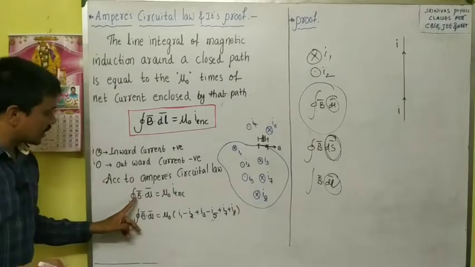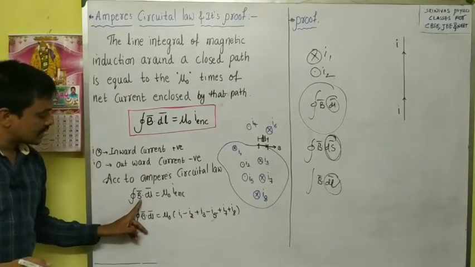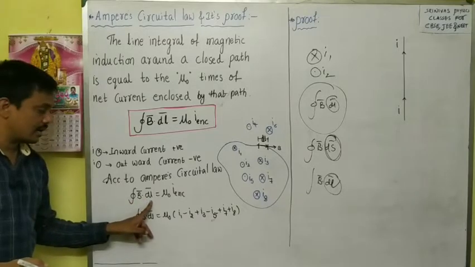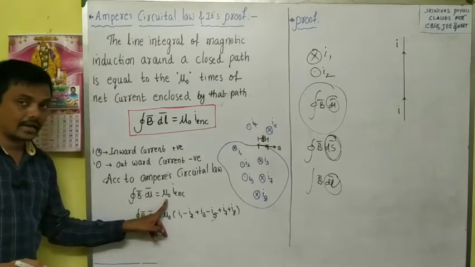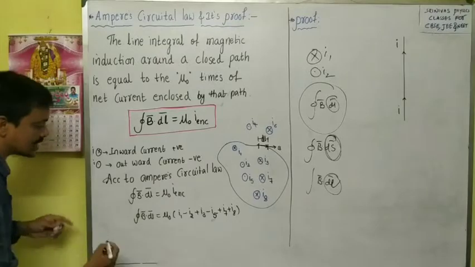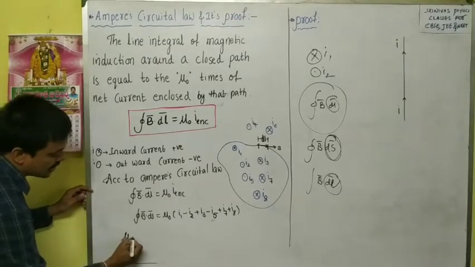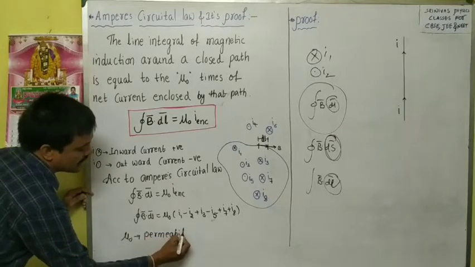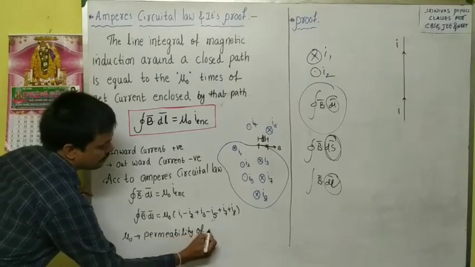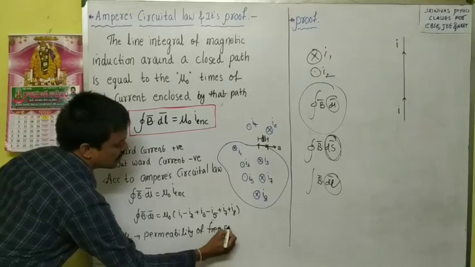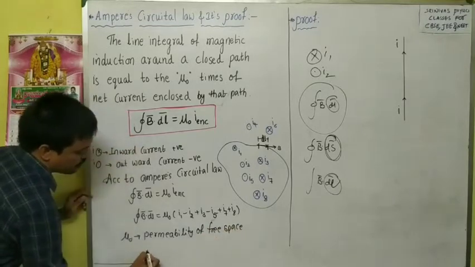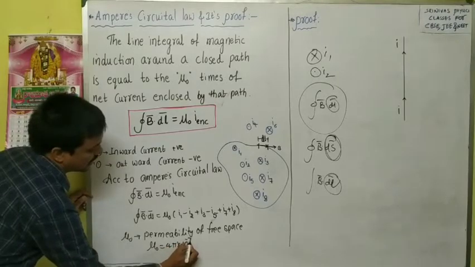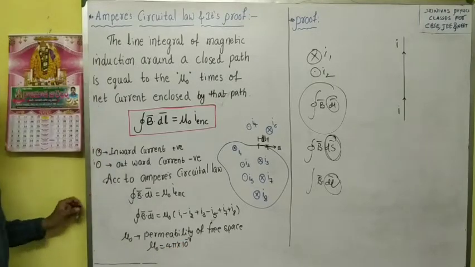According to Ampere's law, the line integral of magnetic induction, the integration of B bar dot dl bar, is equal to mu naught times the net current enclosed. Mu naught is what? Mu naught is the permeability of free space. You know that one? Its value also we know, right? What is its value? Mu naught value is 4 pi into 10 to the power of minus 7.